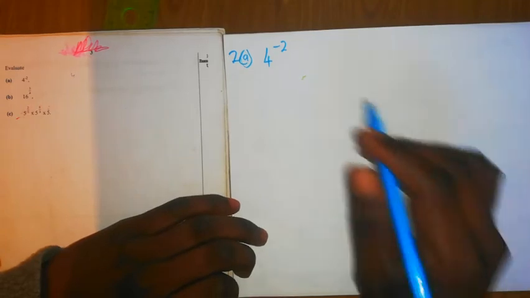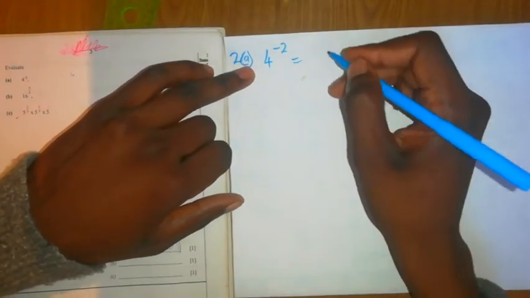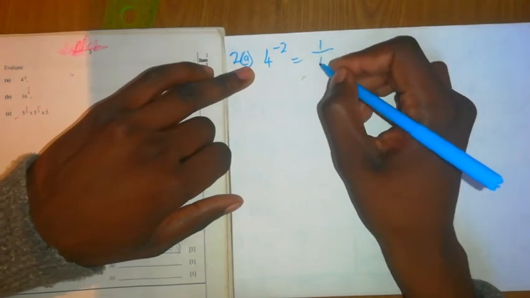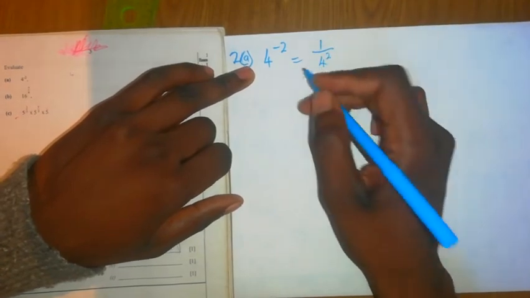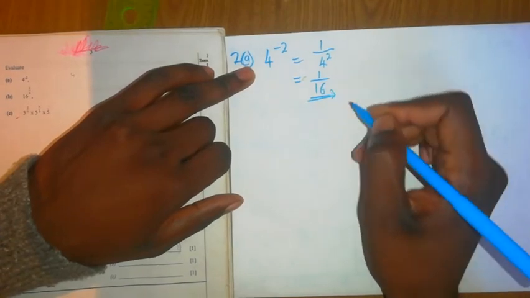So using my number 1, I'm going to say it's equal to, I'll apply my laws of indices. There is my negative sign. I'm going to say 1 over 4 squared. That's equal to 1 over 16. That is my first answer.